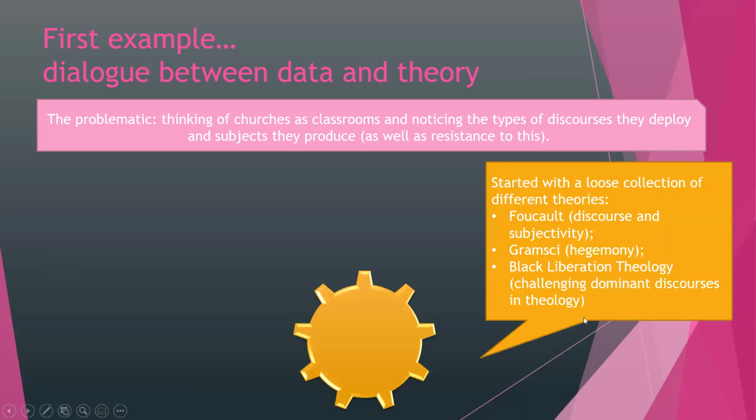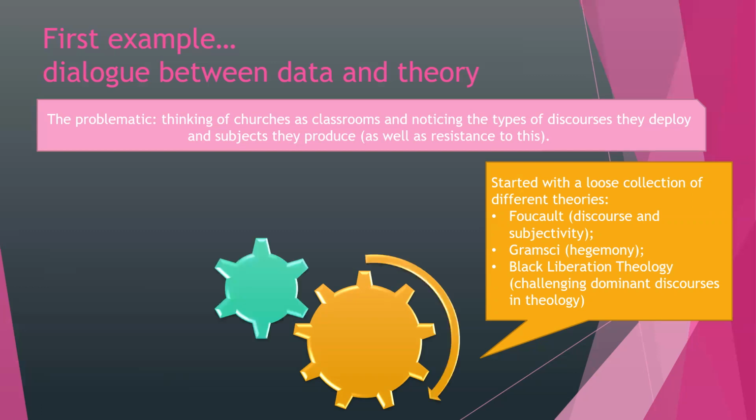Now, they started with a loose collection of different theories that they thought might speak to this problematic. A little bit of Foucault, discourse and subjectivity. A little bit of Gramsci, drawing on the concept of hegemony, which refers to how ideas and ideals and sets of logics become dominant and taken for granted and commonsensical in society. They also were drawing on Black liberation theology, because this was an interesting historical tradition of challenging dominant discourses in church spaces and communities.